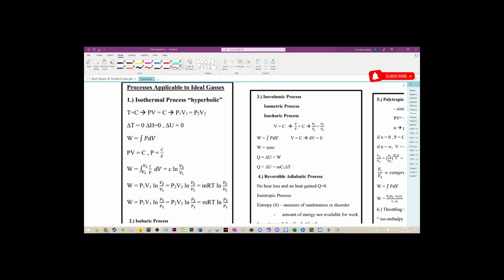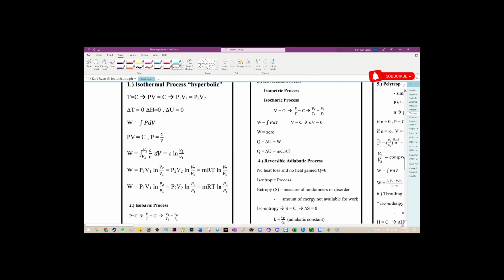Okay, so moving on to the next topic, we have processes applicable to ideal gases. So we have the isothermal process, which is also called hyperbolic. Here the temperature is constant. I already discussed this earlier: P1 V1 equals P2 V2. If the process is isothermal, of course the delta T, or change in temperature, is 0, and change in H and change in U are also 0.